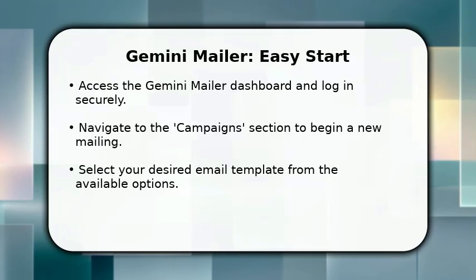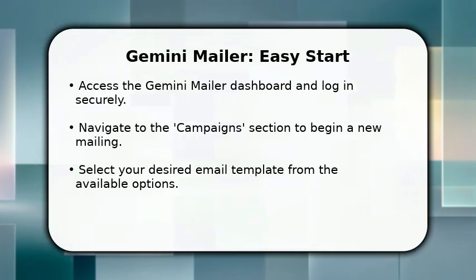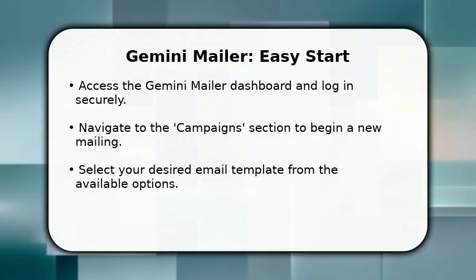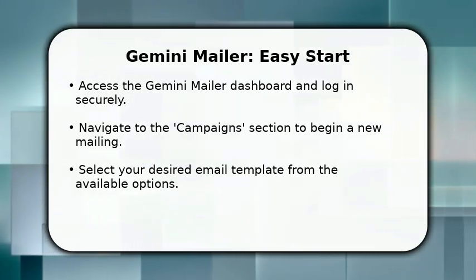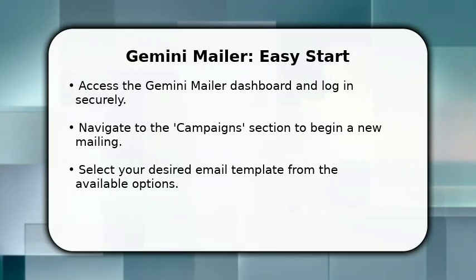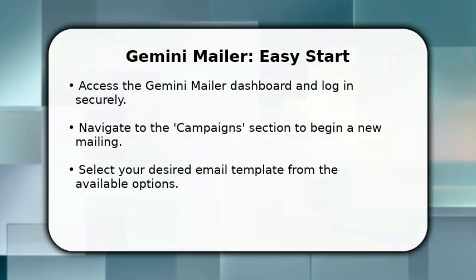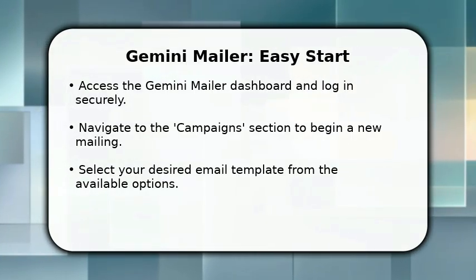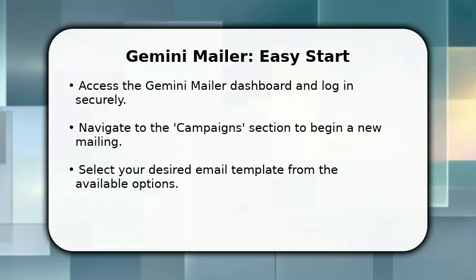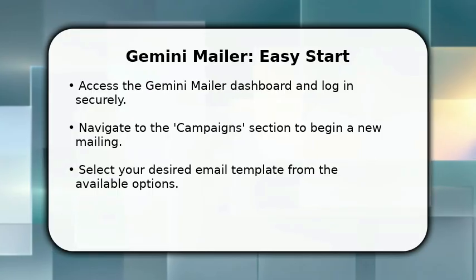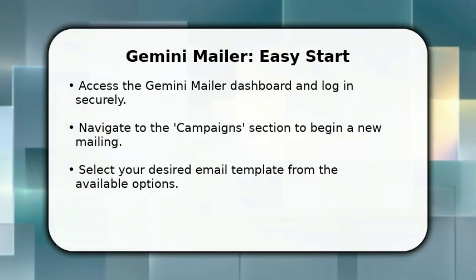Enjoy the video. In this video, I will explain how to use Gemini Mailer with an easy method. First, access your Gemini Mailer dashboard and log in securely using your credentials. Once inside, navigate directly to the Campaigns section, typically found on the left-hand side menu. Here, you will initiate a brand new mailing campaign.